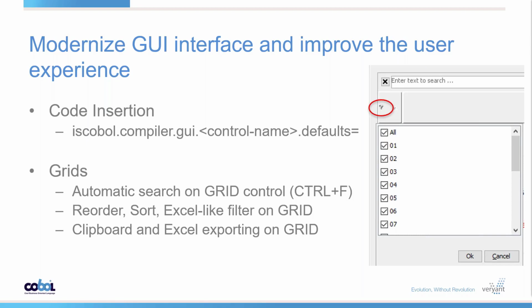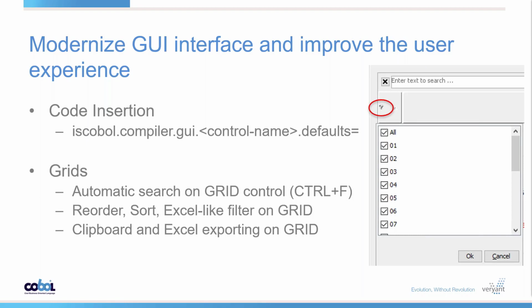And the easiest way is this code insertion that I've been talking about. Instead of going into your code and adding these new properties that we're coming up with, you can add them through the properties file. And this was added in 2020 R1, which has been out for a while. Now, other changes that we made in 2020 R1, we made every grid searchable with the standard Control F for find. If you had a grid on your screen, and if you compile it with the 2020 R1, you automatically have this grid search. You don't have to change your code.